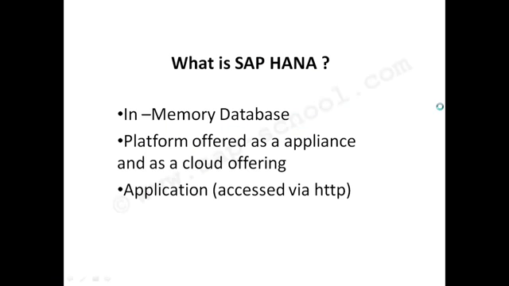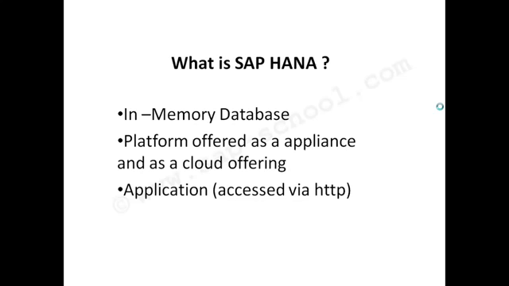So what is SAP HANA? SAP HANA first and foremost is an in-memory database. That means that most of the data computations are done in memory instead of reading from the disk as in any other regular databases. It's also a platform, and it can be offered as an appliance or a cloud offering because it has an embedded application server in it, which is used for control flow logic. Because of that it's not just a database, it can also be called a platform. And it also has a web server attached to it, which can be accessed via HTTP. So you can use HANA as an application in and by itself.